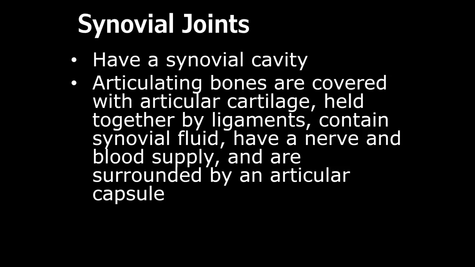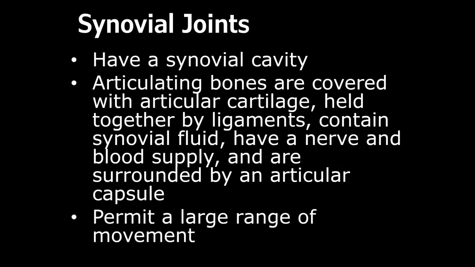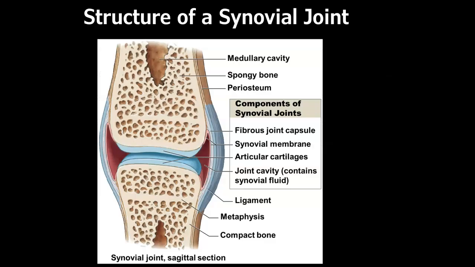They contain synovial fluid in the cavity and have a nerve and blood supply that go to it. They're going to be surrounded by an articular capsule as well. These are going to be the ones that permit the largest range of movement and motion. And so here you see it a little bit closer. You have the two articulating bones.